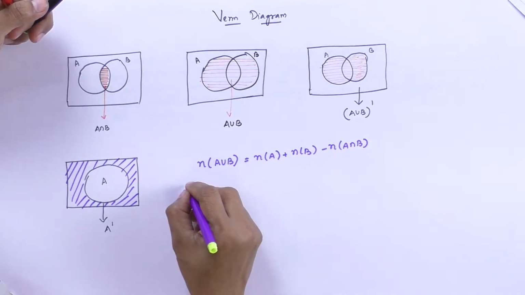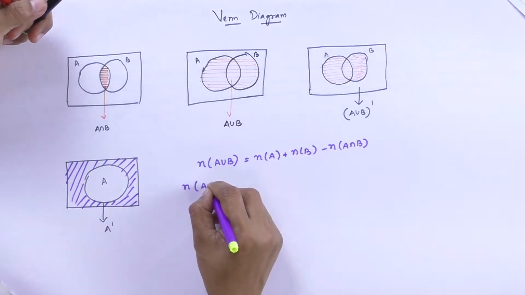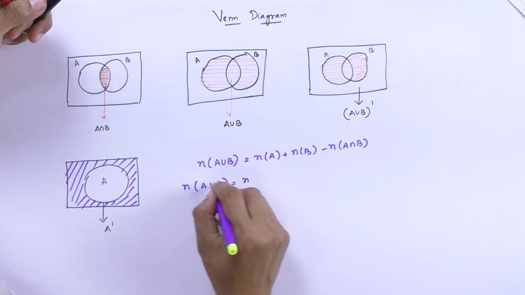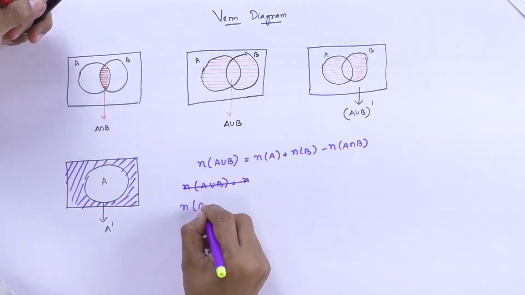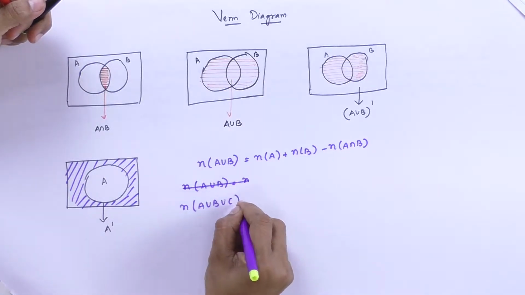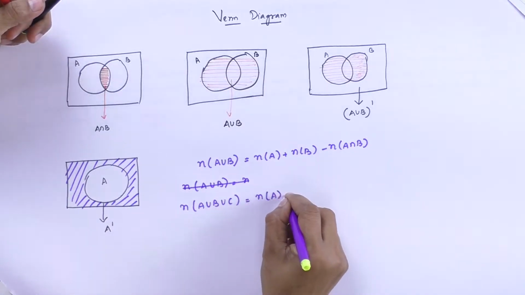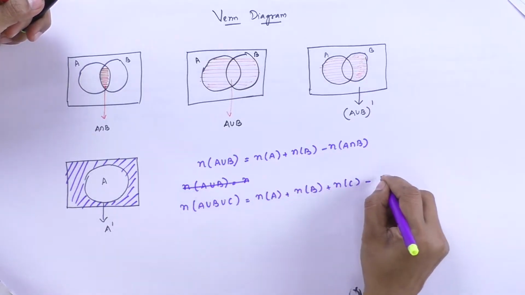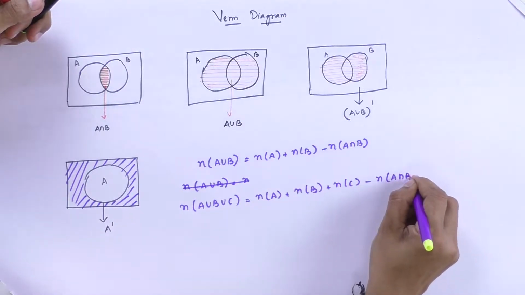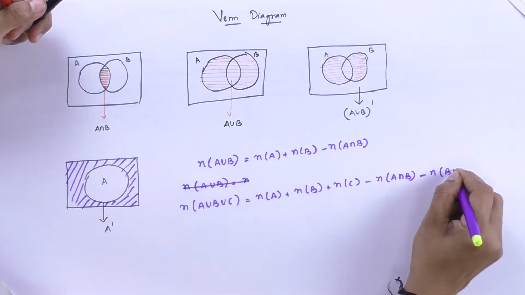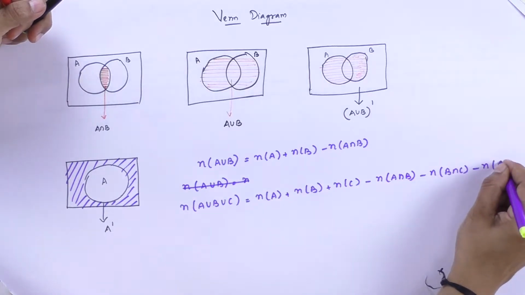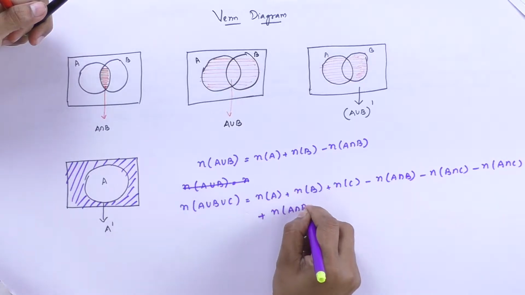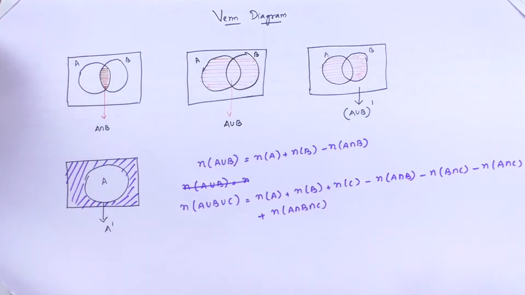Then for 3 sets it can be extended, right? For 3 sets you just extend it. What you get? N of A union B union C will be equal to N of A plus N of B plus N of C, minus N of the combinations of all the 2 sets: minus N of A intersection B, minus N of B intersection C, minus N of A intersection C, plus N of A intersection B intersection C. So this is for 3 sets.